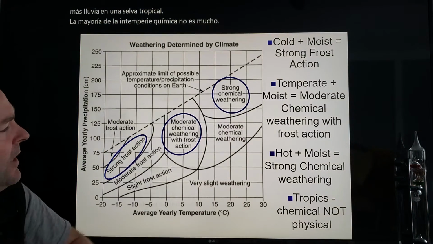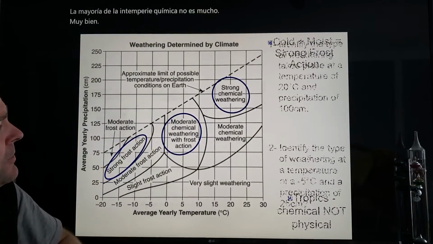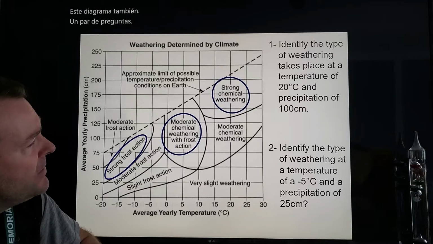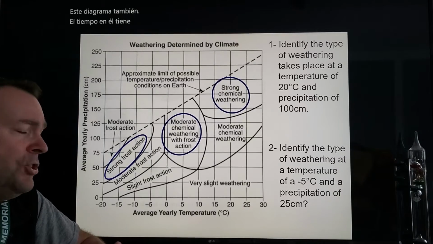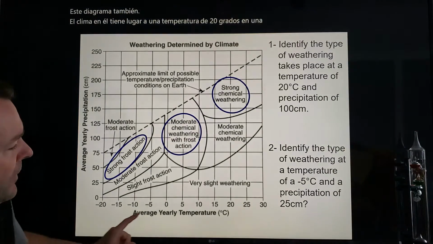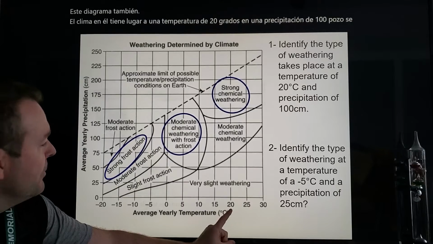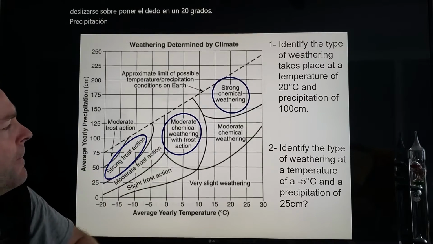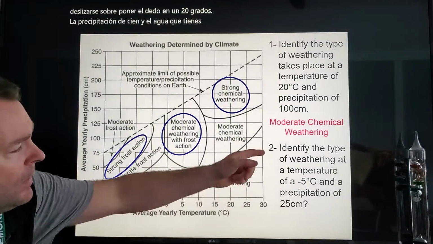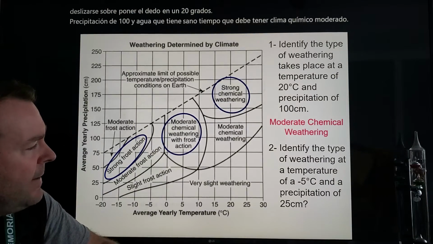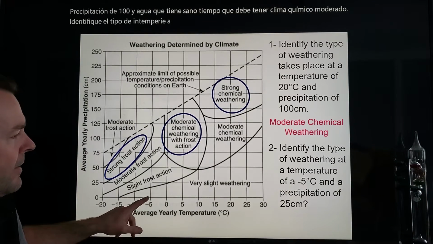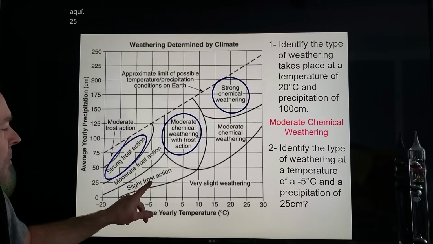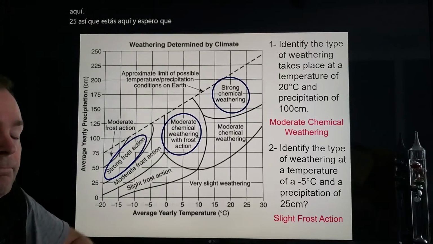All right, see if you can relate this diagram here to a couple of questions. Identify the type of weathering that takes place at a temperature of 20 degrees and a precipitation of 100. Well, slide over, put your finger on 20 degrees and a precipitation of 100, and what do you got? Well, you should have moderate chemical weathering. Next one down, identify the type of weathering at a temperature of -5, that's all the way down here, and a precipitation of 25, so you are right here, and hopefully you're in slight frost action. Okay?